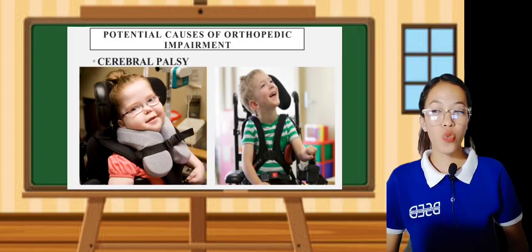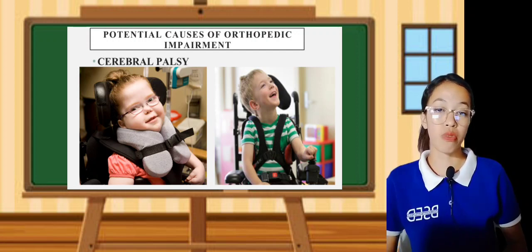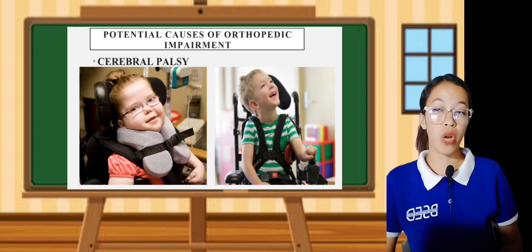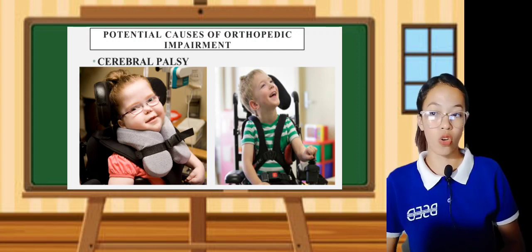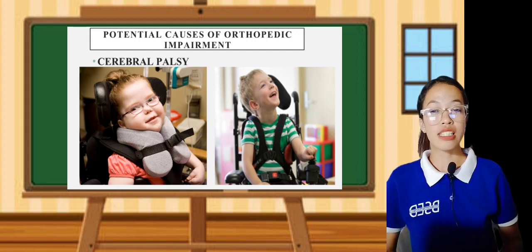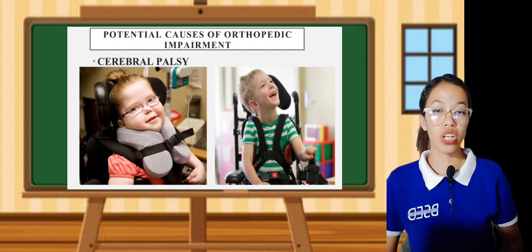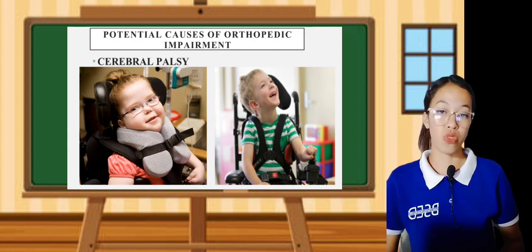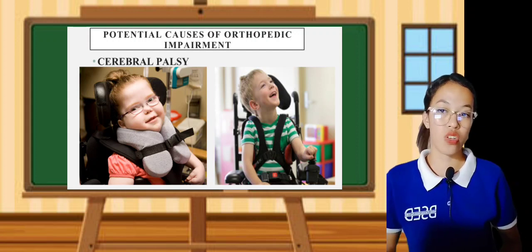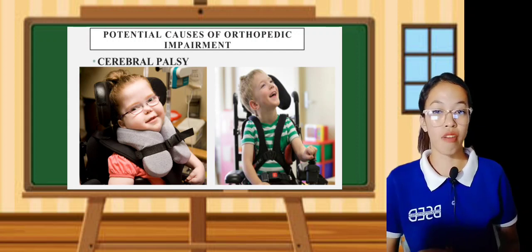And the next one is cerebral palsy. Cerebral refers to the cerebrum, or part of the brain that is affected, while palsy refers to a brain injury causing movement disorders. So overall, cerebral palsy is a disorder that affects a person's ability to move, maintain balance and posture, just like what you see in the picture given above.